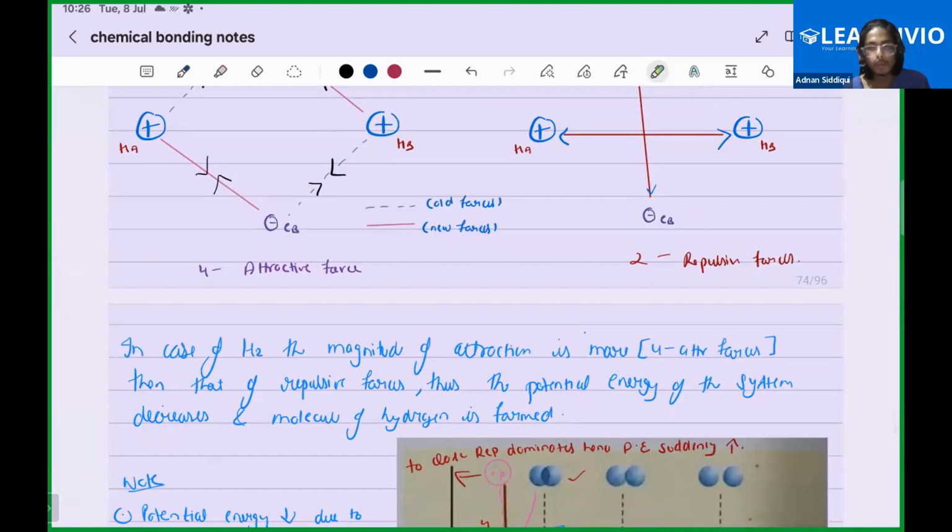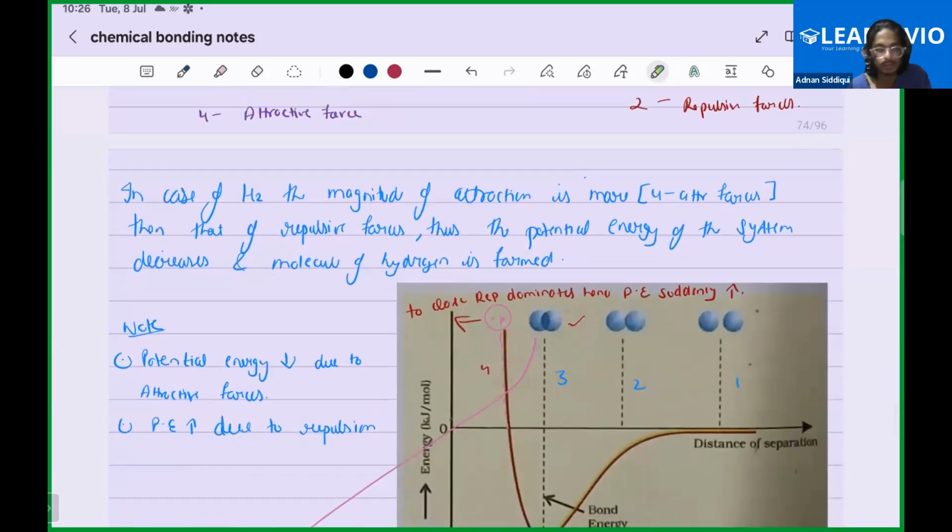This is the reason why H2 exists, right? As per VBT, if two hydrogen atoms are coming closer to each other, the attractive forces are more if you compare them with repulsive forces. This is the reasoning of VBT. That's why H2 molecule basically exists. Right. So let us see the theory as well a little bit.